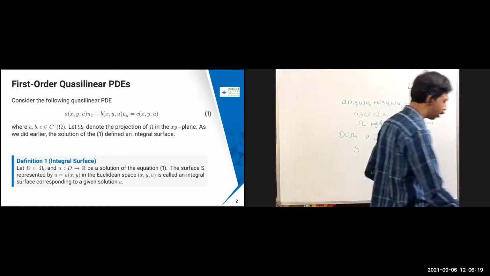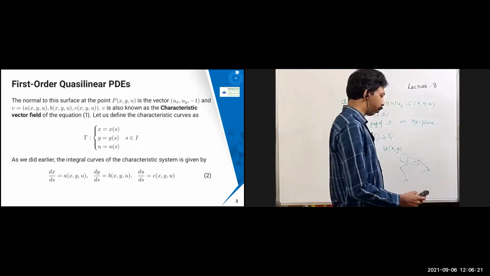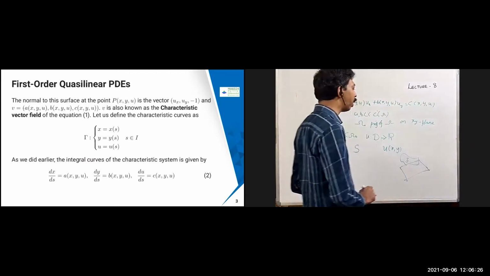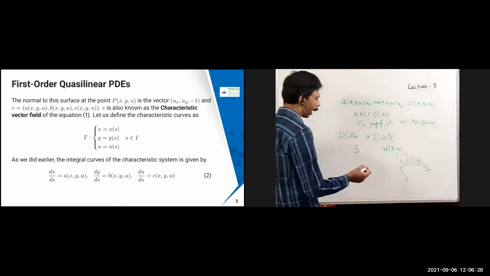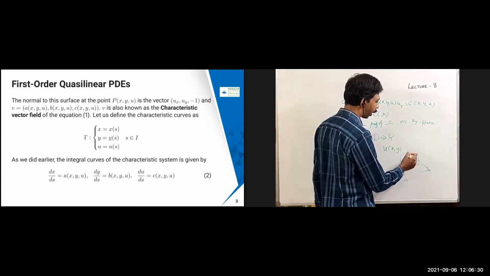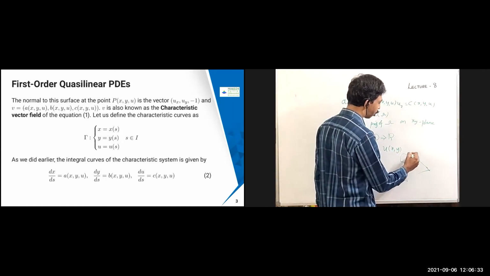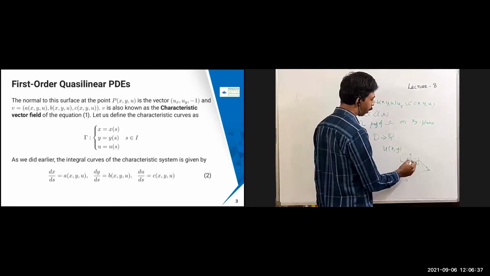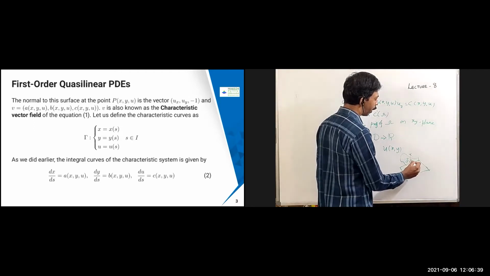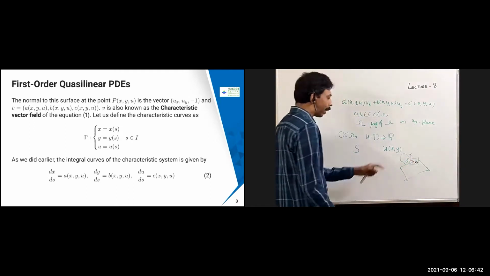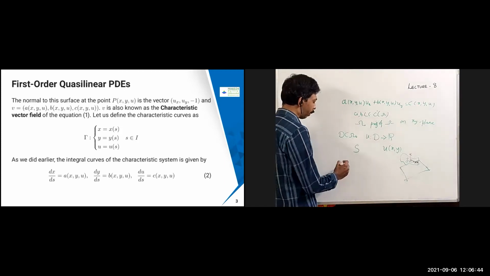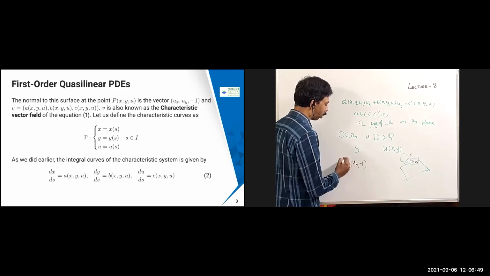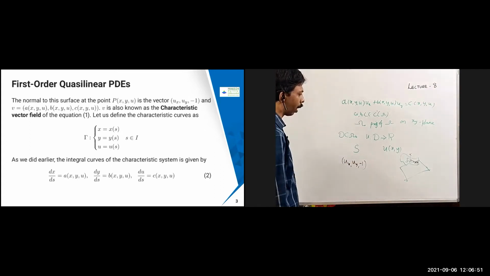So this is the definition. Now, how are we going to obtain that? The same kind of logic as before; I have already explained this, so I am going through it quickly. I take the normal to the surface at a point P of x comma y comma u. That can be given as ux comma uy comma minus 1. This is the normal to the surface.